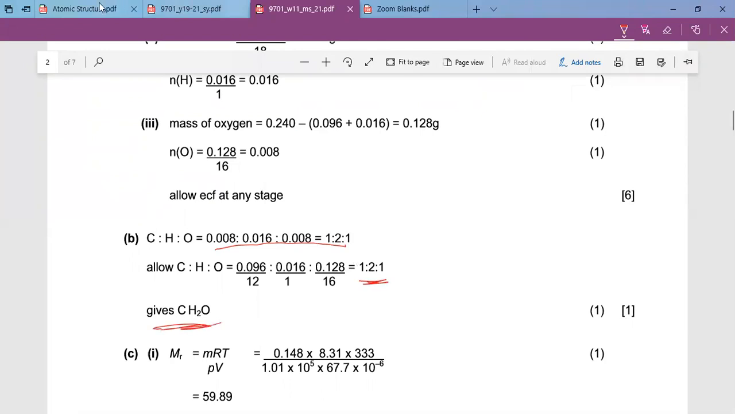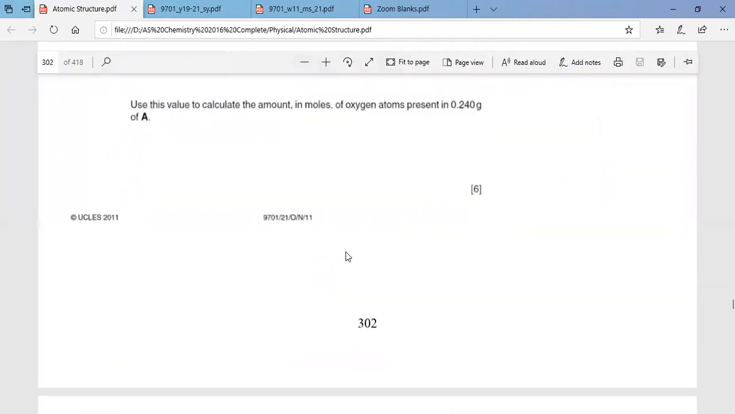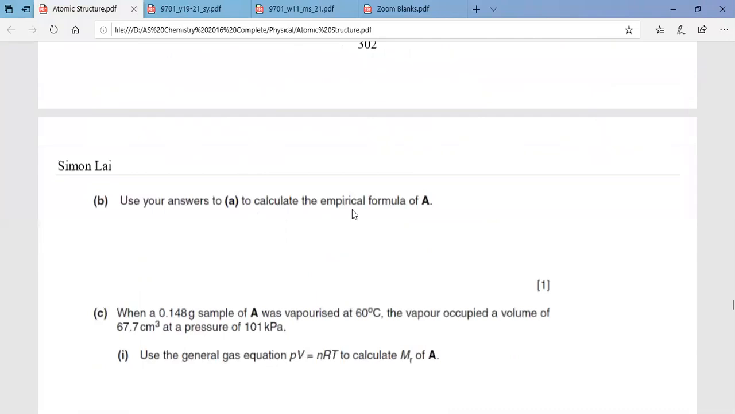Which gives us the empirical formula. If we cannot do it, then I think it's spoiled. Never mind. See here, so that is the empirical formula.